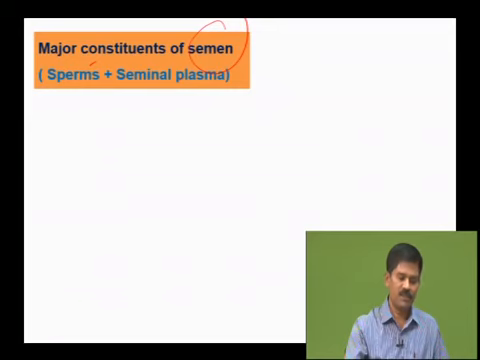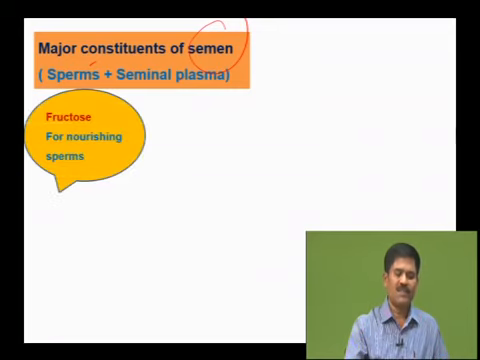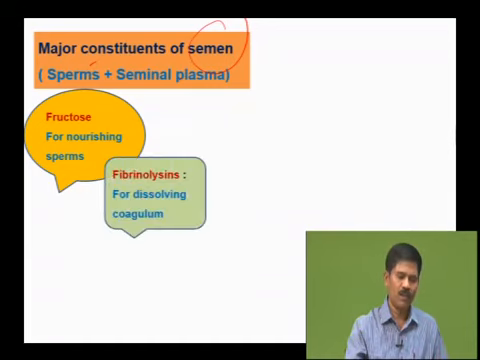What is the composition of the seminal plasma or semen? Semen is rich in fructose for nourishing sperms. It is rich in fibrinogen, a clotting factor for forming coagulum inside the vagina. We know that when sperms are released into the vagina, the semen clots like blood. This is known as coagulum. Formation of coagulum requires this fibrinogen. After some time, the coagulum dissolves with the help of an enzyme called fibrinolysins. So fibrinolysins help in dissolving the coagulum present inside the vagina.